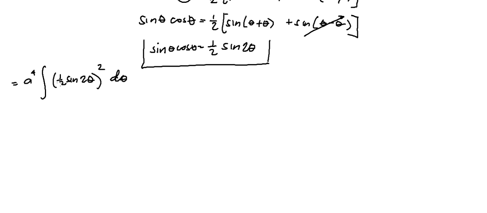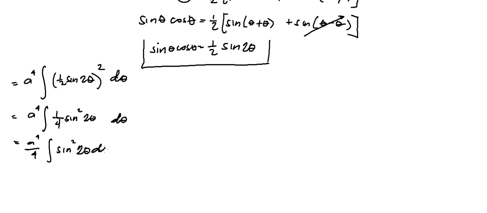So we have 1/2 raised to 2 is 1/2 times 1/2 is 1/4. So we have 1/4. Then we have sine squared 2 theta, right? Okay. So we can simplify this by placing the constant outside. A to the 4 over 4 integral of sine squared 2 theta d theta.